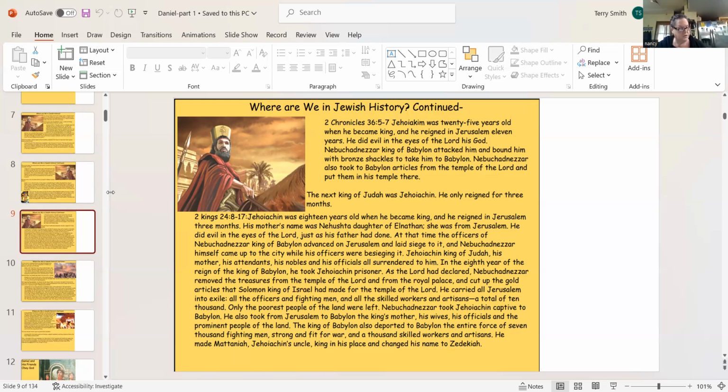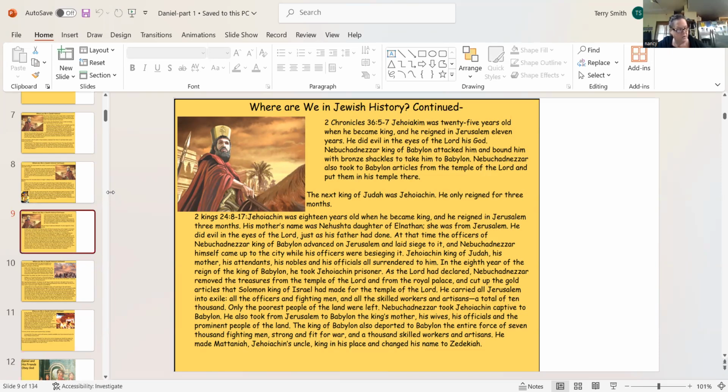At this time, the officers of Nebuchadnezzar, king of Babylon, advanced on Jerusalem and laid siege to it. Nebuchadnezzar himself came up to the city while his officers were besieging it. Jehoiachin, king of Judah, his mother, his attendants, his nobles, and his officials all surrendered to him. In the 8th year of the reign of the king of Babylon, he took Jehoiachin prisoner. As the Lord had declared, Nebuchadnezzar removed the treasures from the temple of the Lord and from the royal palace and cut up the gold articles that King Solomon of Israel had made for the temple of the Lord.